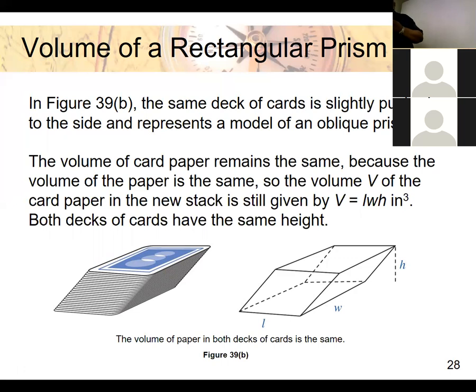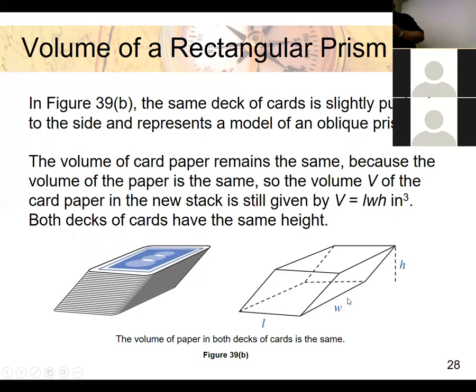Yeah, if you stack them up, it'll be like a rectangular prism. Let's take that same deck and slightly push to the side. So now we have what they call an oblique prism. Oblique meaning that it's slanted.